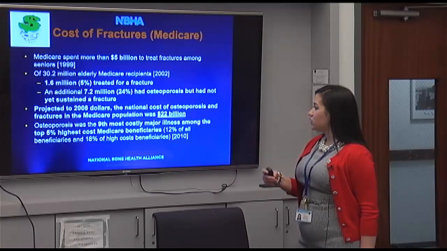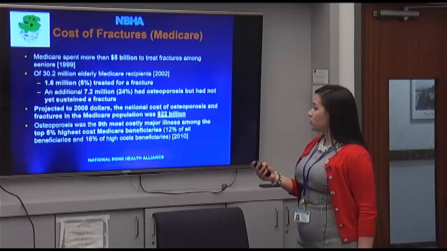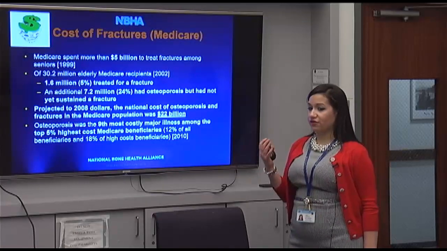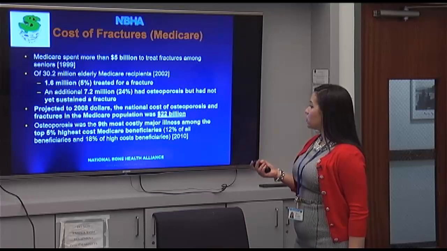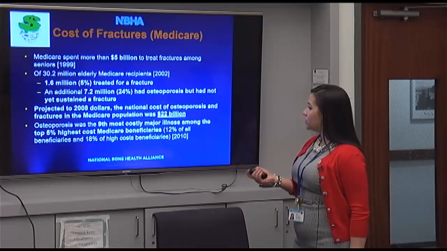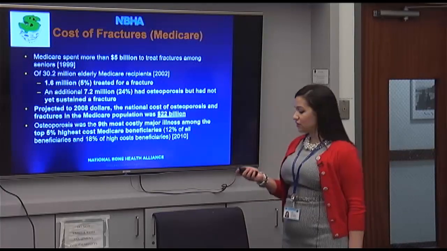So projected to 2008, the national cost of osteoporosis and fractures in the Medicare population was $22 billion, which is a lot of money. So osteoporosis was considered the 9th most costly major illness among the top 5% cost Medicare beneficiaries. So this is a pretty expensive disease.